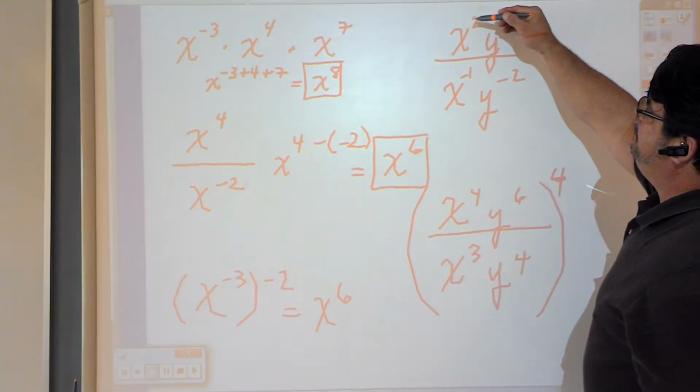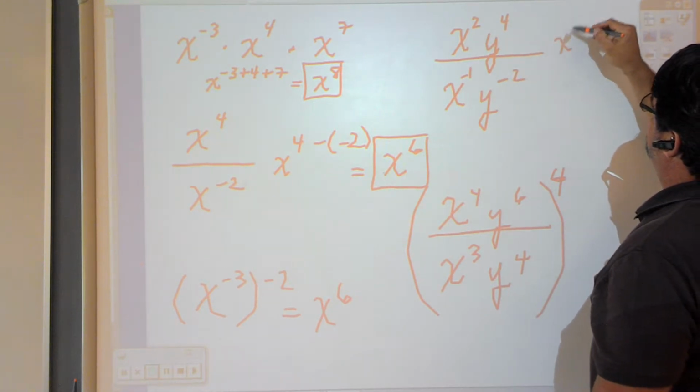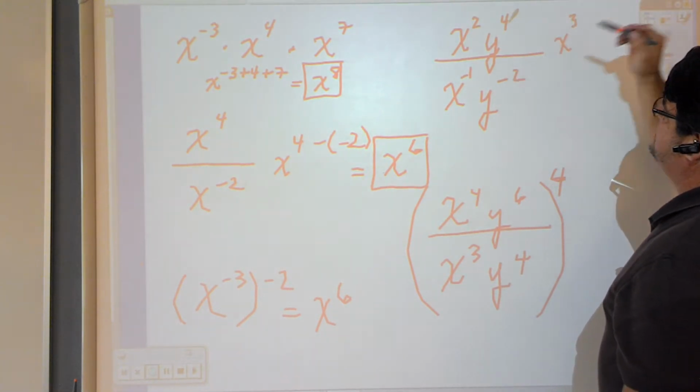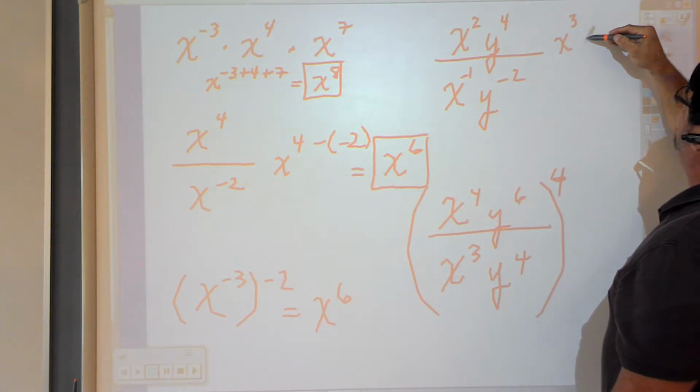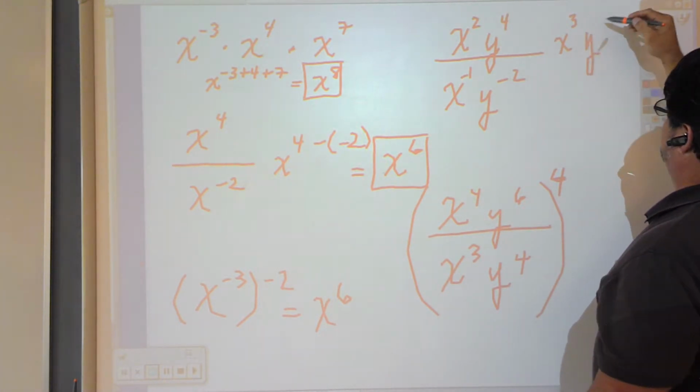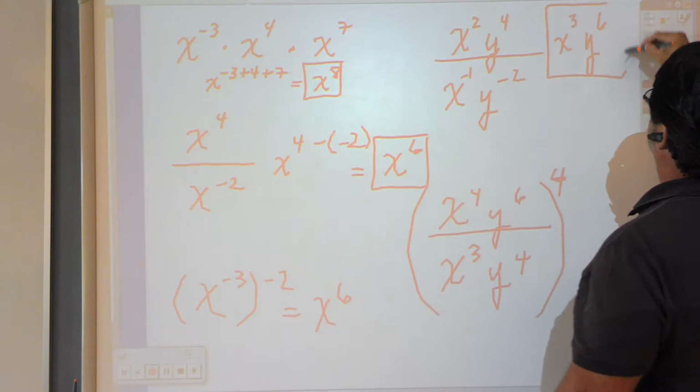So, what is 2 minus a negative 1? X to the 3rd. What's 4 minus a negative 2? I'm sorry. It'd be 6. You're right. I couldn't hear you.